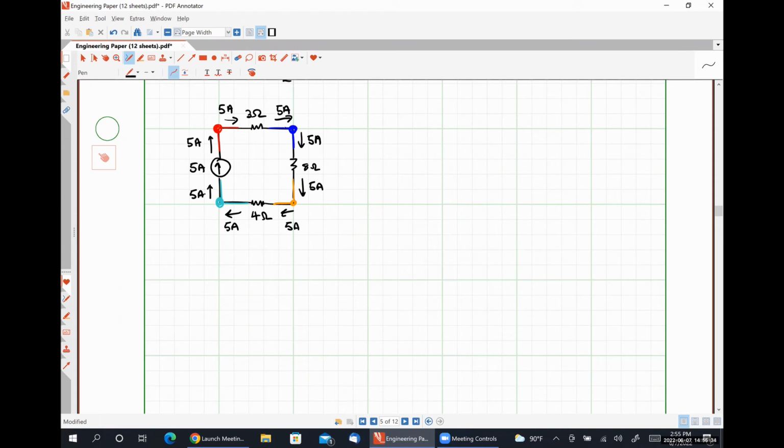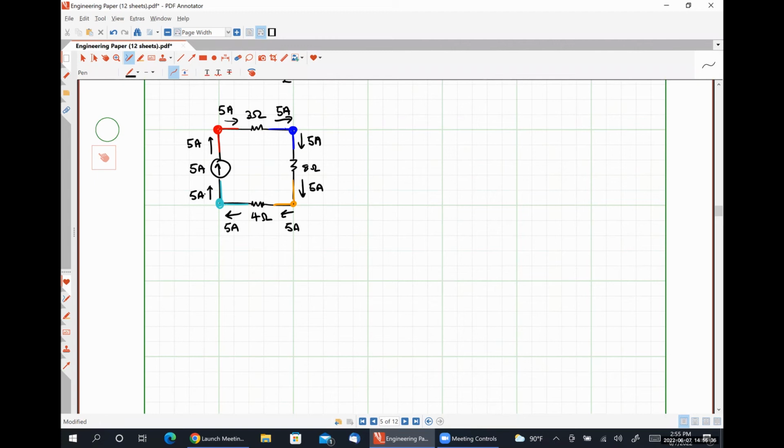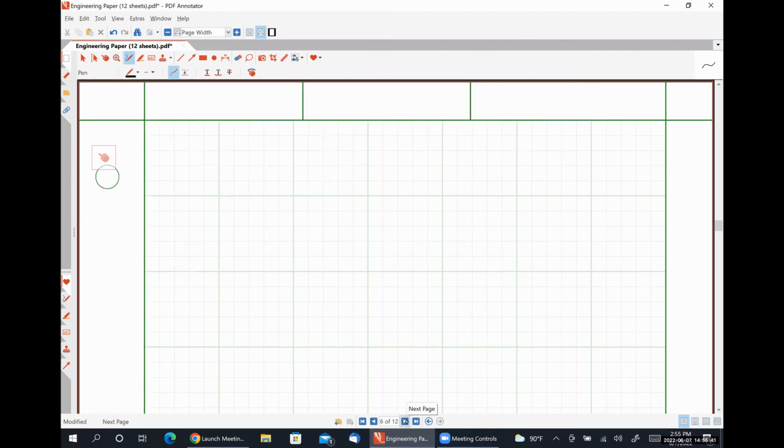All right, I have one last problem that I would like to work with you guys today. And it is, I would argue, a pretty significant step up in difficulty. Okay. In this particular problem, we are going to have to use a combination of Ohm's law, Kirchhoff's voltage law, and Kirchhoff's current law to solve for our quantities of interest.